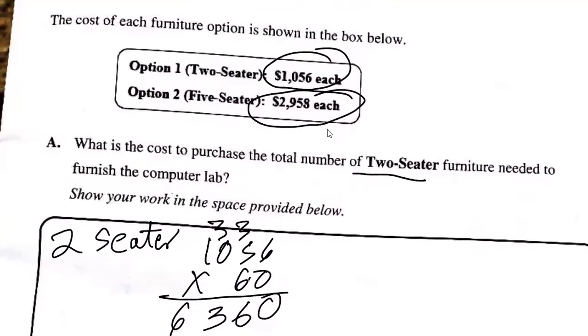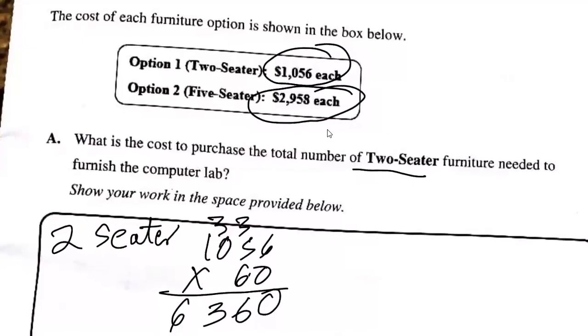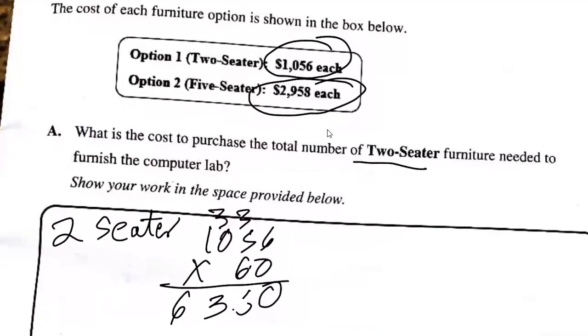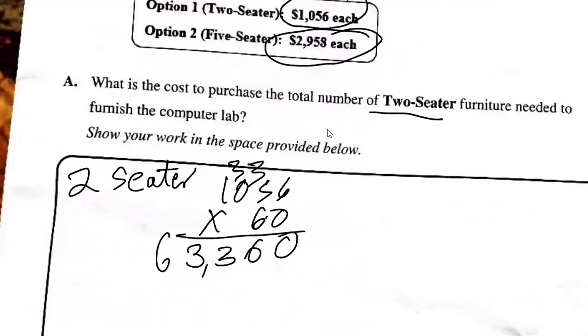Let me just redo this because it's something simple, just to make sure. Let's go again. So 6 times 6 is 36, 6 times 5 is 30, and that 3, 6 times 0 is 0, and that's the 3 I left out. And then 6 times 1 is 6. So that will give us a total of 63,360.